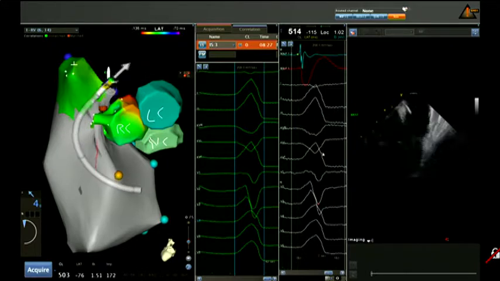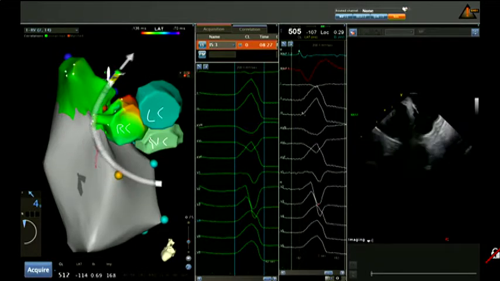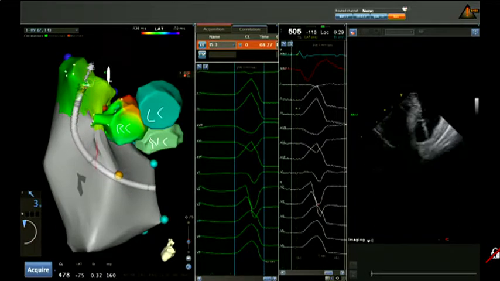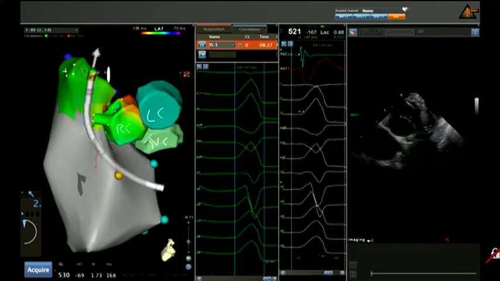We could start seeing the cusps if Diego helps us. Now he's deflecting the catheter. You see the catheter comes closer to the right cusp.